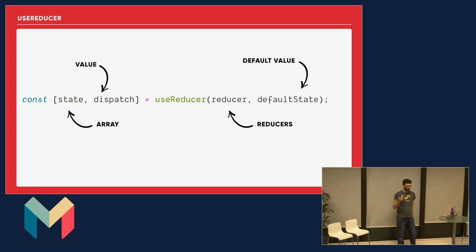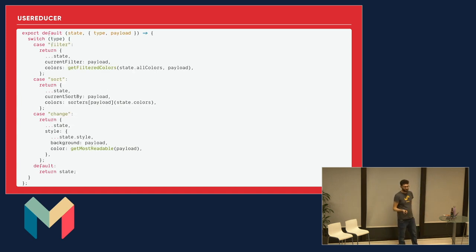The only difference is that it takes two parameters. One is the reducer function. The other one is the default state. The reducer function, as I mentioned before, is very similar to what a reducer looks like for Redux. So it is a function that takes the current state and an action object, and based on the type of the action would modify the state.